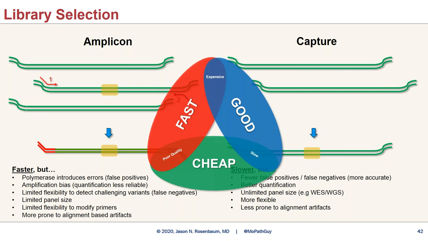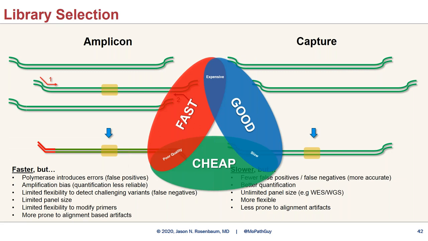But if you do have a choice, the choice again comes down to the triangle. Are you going to sacrifice quality in order to get rapid results, or are you going to have a slightly slower assay in order to get higher quality results?